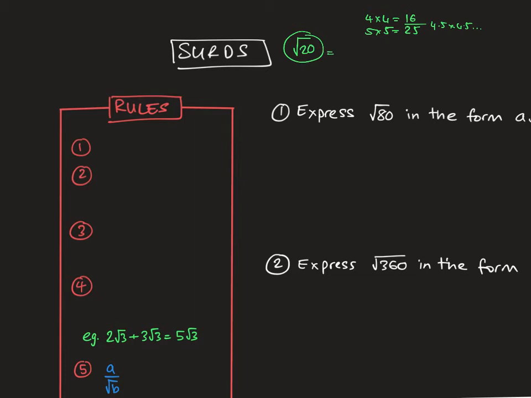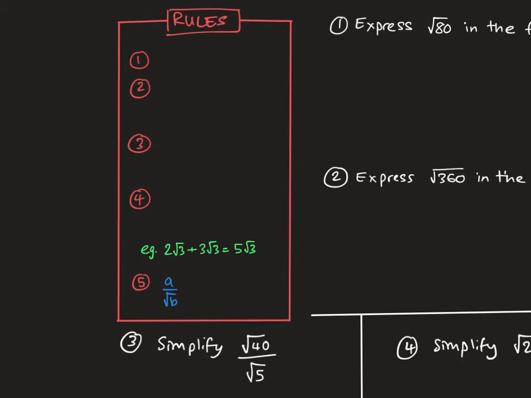So, for example, the square root of 20 can actually be broken down into 2 times the square root of 5. Okay, now I'm going to show you how we do that using surd rules. The first rule of surds is that if you have the square root of a number times another number, those two numbers can be separated out into 2 square roots. So, for example, if you had the square root of 4 times 5, that would be separated into the square root of 4 times the square root of 5. We'll be looking at that more in a bit.